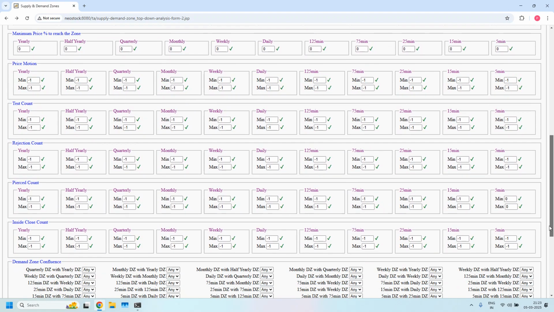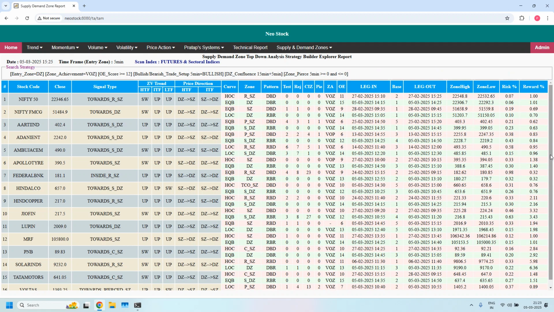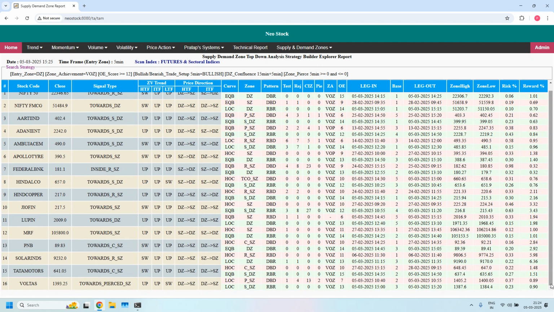That is 5 minutes demand zone with 15 minutes demand zone confluence. Out of 23, we got 16 stocks. First 15 stocks in the list, Nifty 50 is also there. But demand zone is a normal demand zone. So total 16 stocks are there.